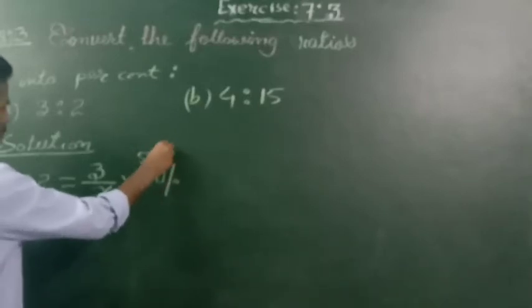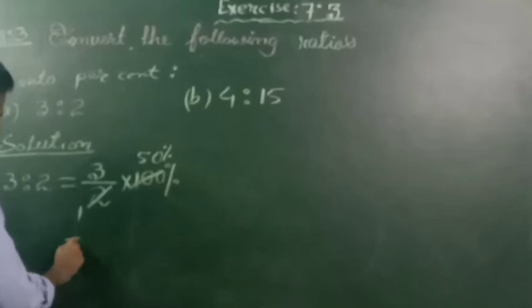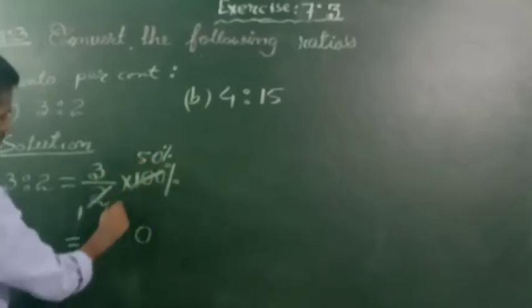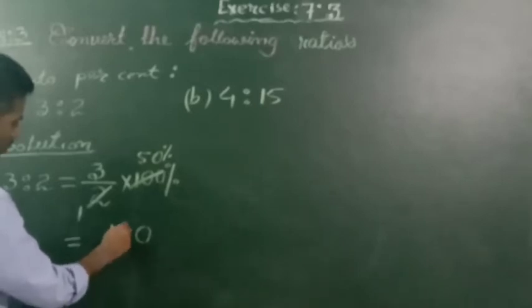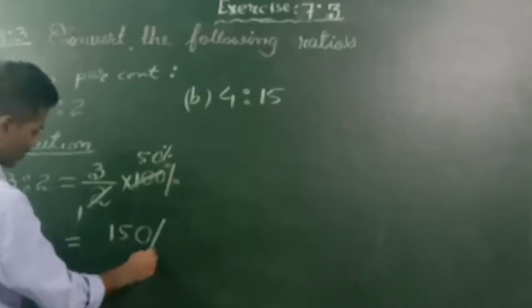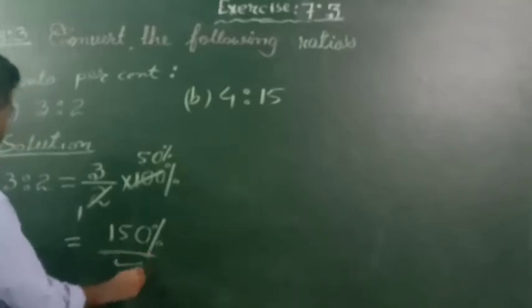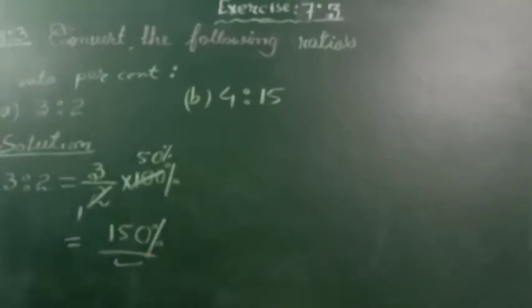Okay, now see, 2 times 1 is 2, 2 times 5 is 10, 2 times 0 is 0, and this percent will go there. Now what you got? 3 times 0 is 0, 3 times 5 is 15, and this percent, 150%. This is the solution of question number 3, sub question A. It's very simple, is it?